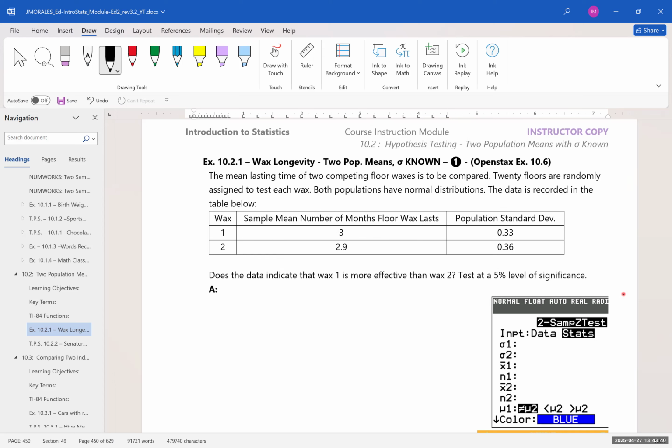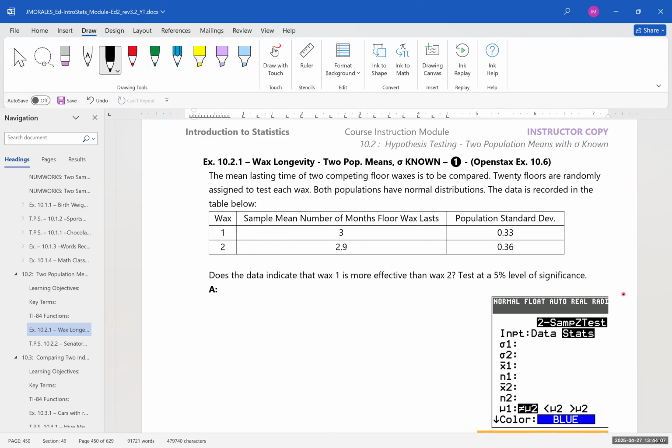This is an example of two population means where the population standard deviation is known. So the mean lasting time of two competing floor waxes is to be compared. 20 floors are randomly assigned to test each wax. Both populations have normal distributions. The data is recorded in the table below.